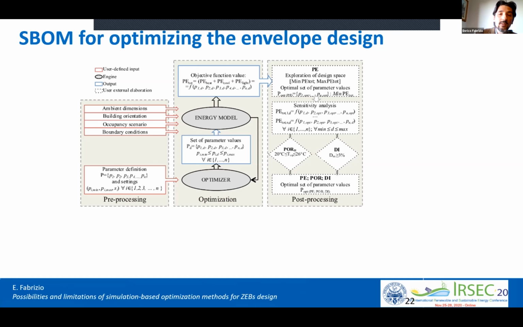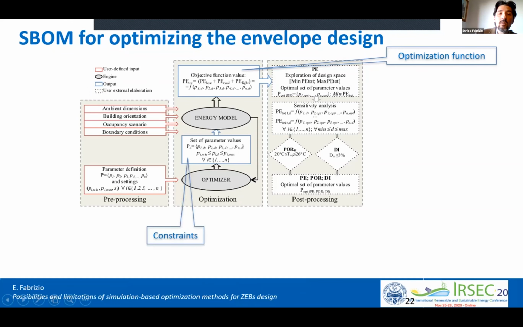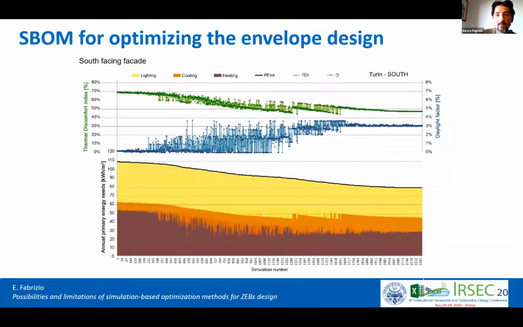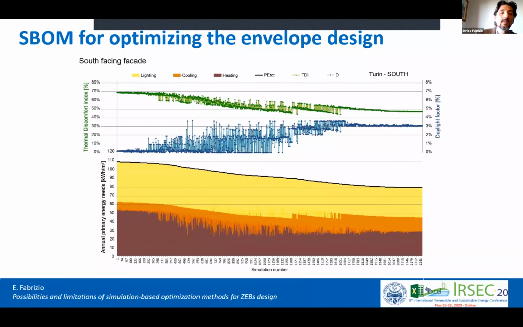There is also the need to have a post-processing in the sense that, for example, in this case study, we need to consider not just the energy objective function, which is this one, but also some objective functions on the thermal comfort or on the daylighting index. So if we look at the results, we can represent a result like that.